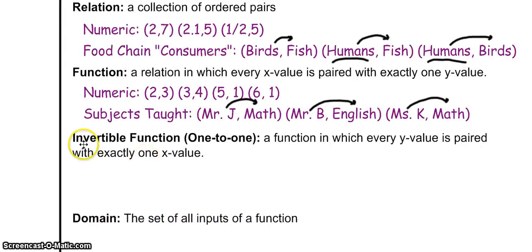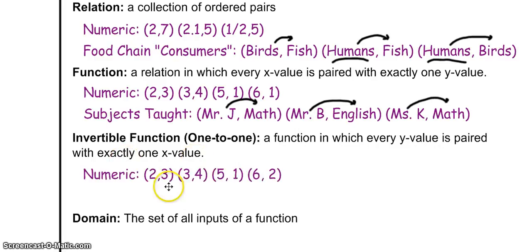Getting more specific, an invertible function, also called a one-to-one function, is a specific kind of function in which every y value is paired with exactly one x value. For example, in this numeric function, we have 2 going to 3, 3 going to 4, 5 going to 1, and 6 going to 2. It's definitely a function because none of the inputs, 2, 3, 5, and 6, go to two different outputs. But it's invertible because the outputs, 3, 4, 1, and 2, come from only one input.